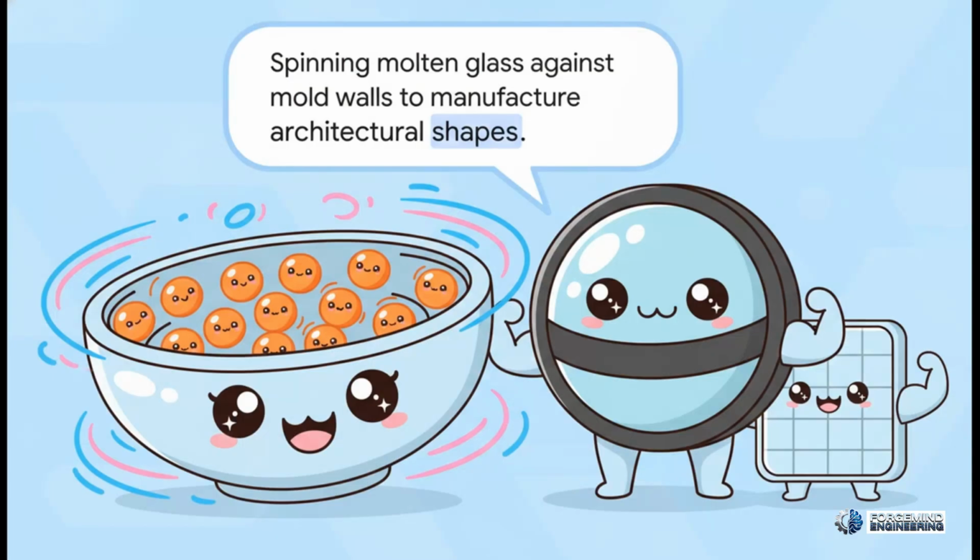And what about massive, specialized parts, like large architectural shapes or giant telescope lenses? For those, we rely on centrifugal casting. We are literally spinning the molten glass against the mold walls. By leveraging that high-speed rotational force to physically push the glass as it solidifies, we're relying on kinetic energy instead of relying entirely on secondary thermal shaping. That is a huge win for our overall energy expenditure.